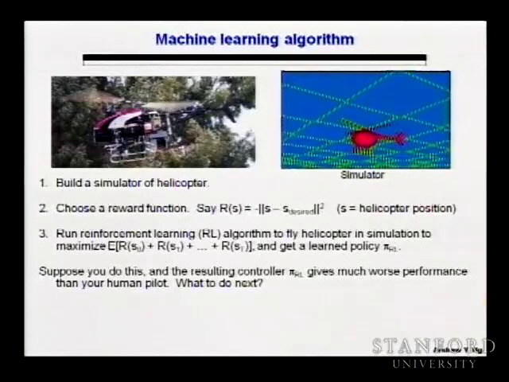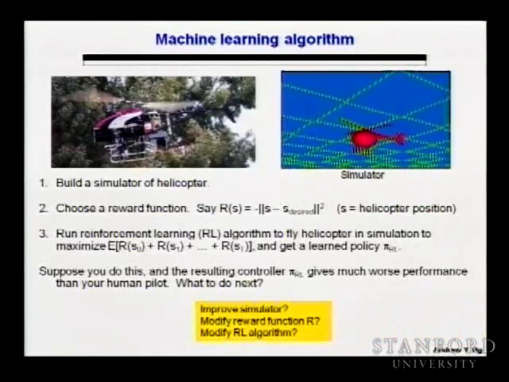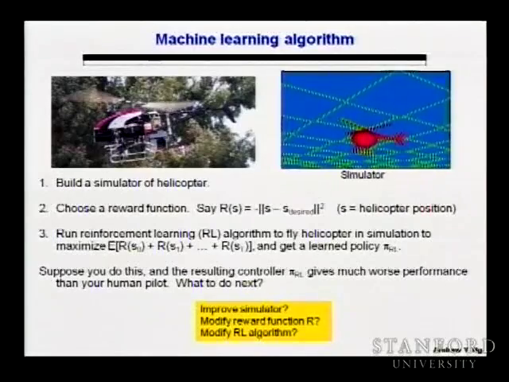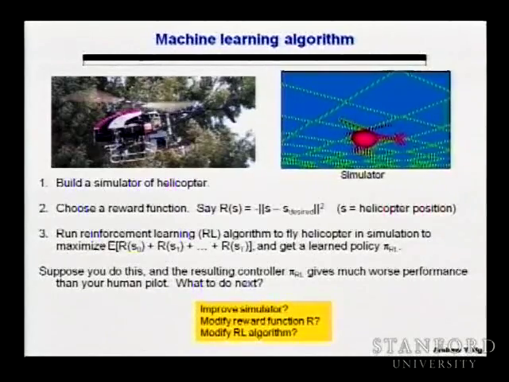So how do you go about figuring out what to do next? Well, here are some of the things you might do. You might try to improve the simulator. Maybe I fit a linear model to my helicopter dynamics, but I think it's actually nonlinear. Or maybe you want to collect more training data so you can get a better estimate of the transition probabilities of a helicopter. Or maybe you want to fiddle with the features you use to model the dynamics of your helicopter.